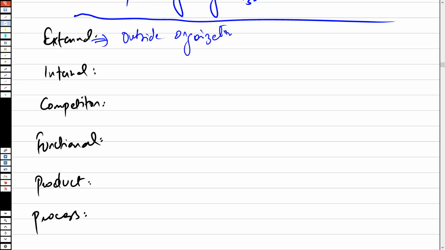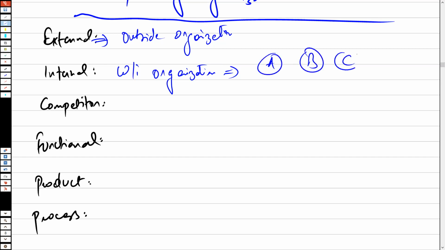When we talk about internal benchmarking, you are comparing within the organization. Comparing within the organization means that you've got division A, division B, division C, and division D. If you compare the performance of all of these divisions, that is considered internal benchmarking. Then there is competitor benchmarking, which is where you compare yourself with the competitor.